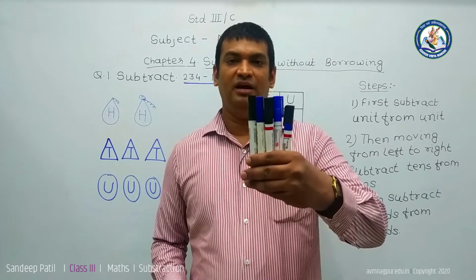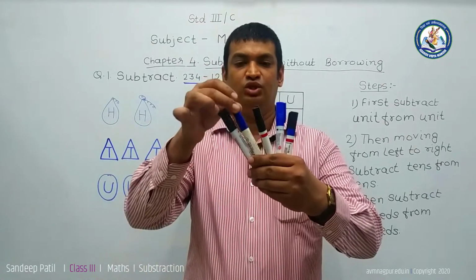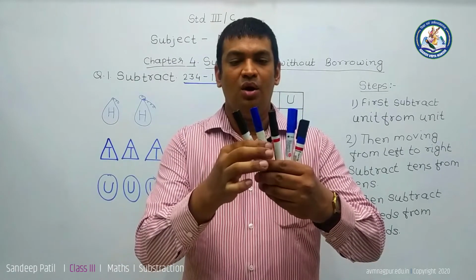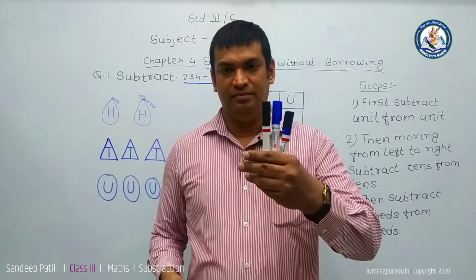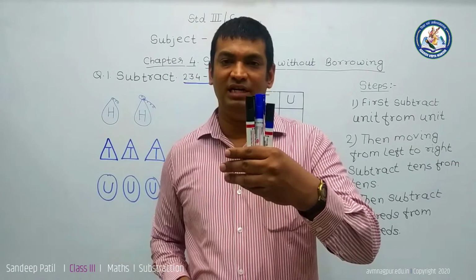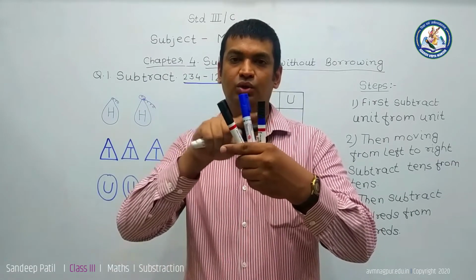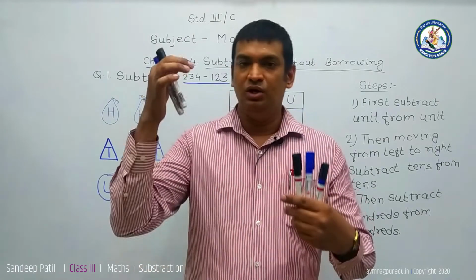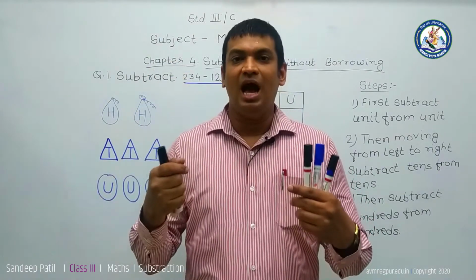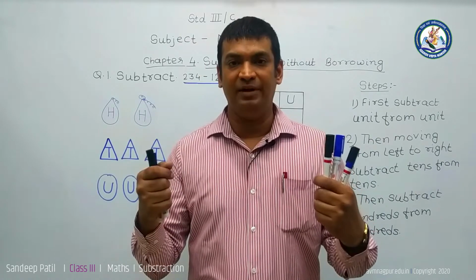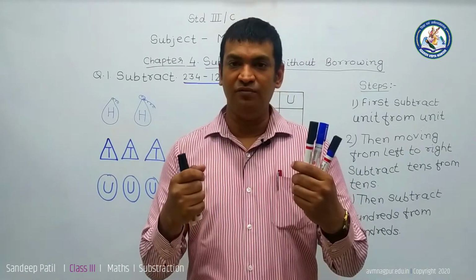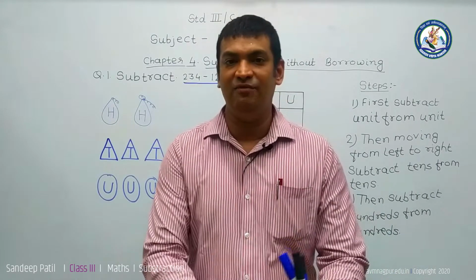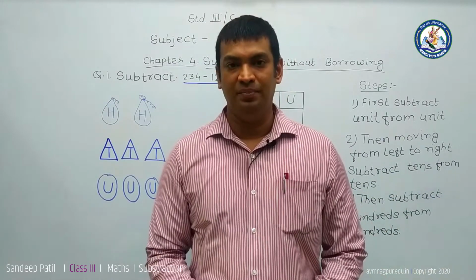Let's see, if I have 1, 2, 3, 4 and 5 pens. Now I will take 2 of them and I will be left with 1, 2 and 3 pens only. That means I have taken away the 2 pens. That means I have minused it or subtracted it from the given bunch of pens. So subtraction means to take away anything from the given number.